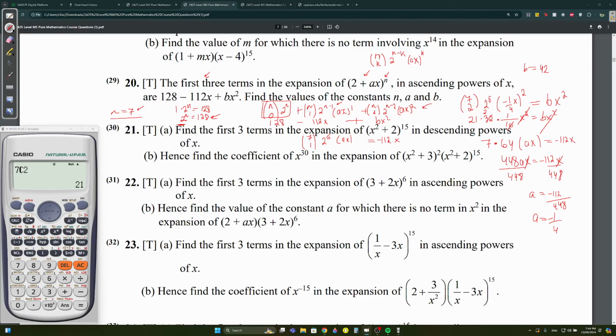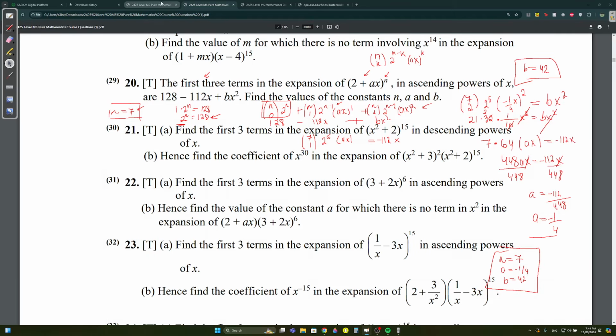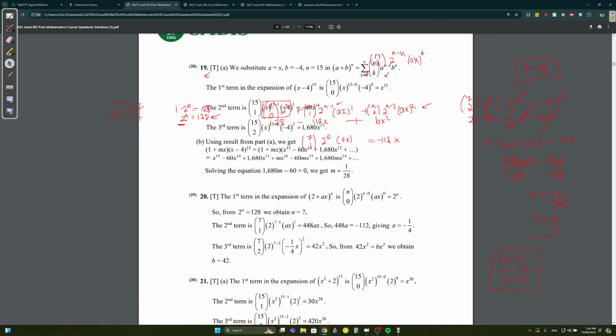So what is my n value? 7. What's my a value? Minus 1 over 4. And my b value is 42. So how are you going to write this in your exam? After all this work, you're going to write n equals 7, a equals minus 1 over 4, b equals 42. You're going to put it in a box like this. Okay. Let's see. Yeah, n equals 7, minus 1 over 4, 42.